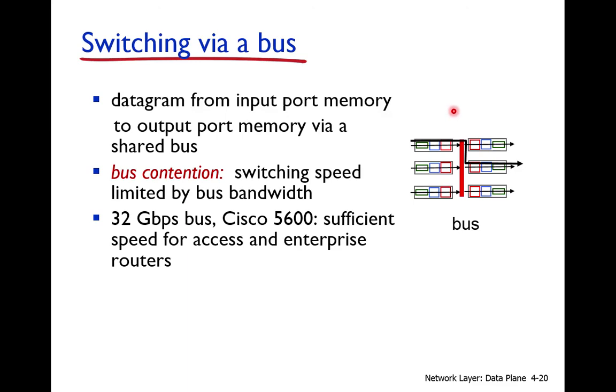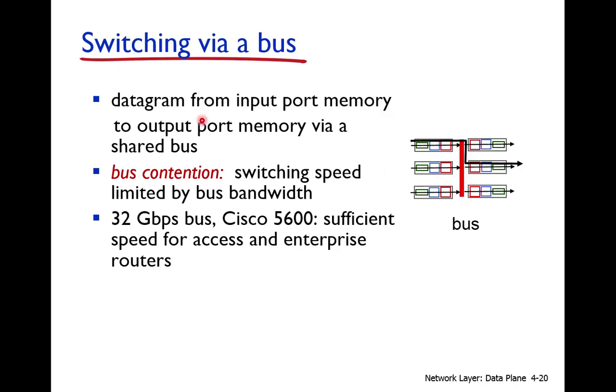If the forwarding table has the port number 2, then the packet is moved from this port to this port by sending the packet on this bus. When the packet is moved on this bus, it will move from this end to this end. Each output port will examine the packet. Because the packet has the port number 2, this port will not accept this packet. And this port is 2, so it will accept this packet. And this port will also discard it.